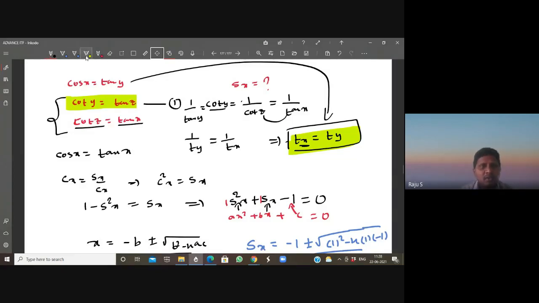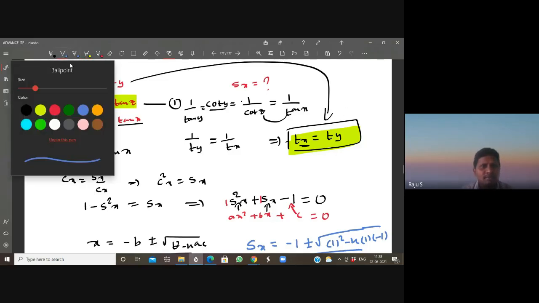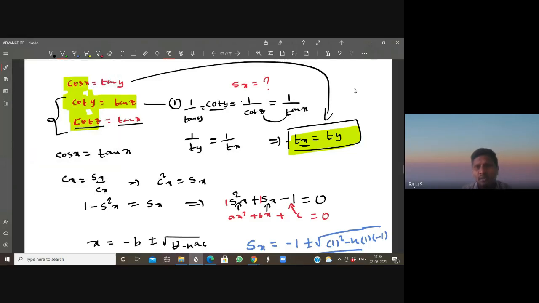Otherwise, why don't you do it like this also? Alternative method. You can write it like tan z is equal to y terms on one side and z terms on another side. I'll explain here. Concentrate. cos x is equal to tan y. From the second one, tan z is equal to cot y. Third one is tan x is equal to cot z, so cot z is equal to tan x.